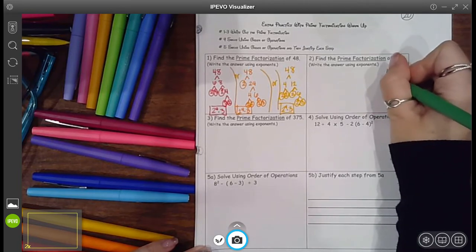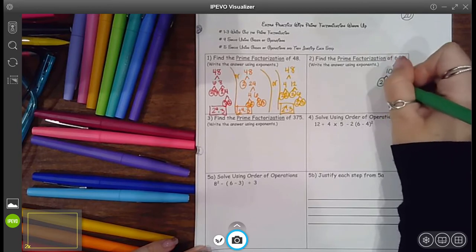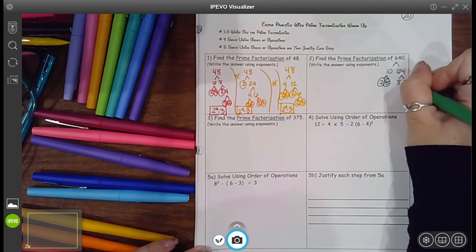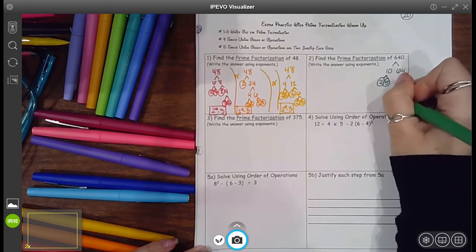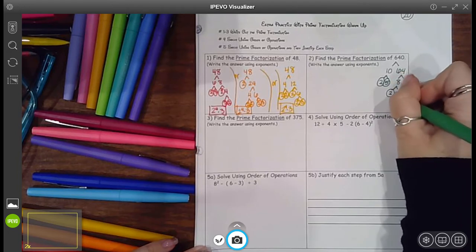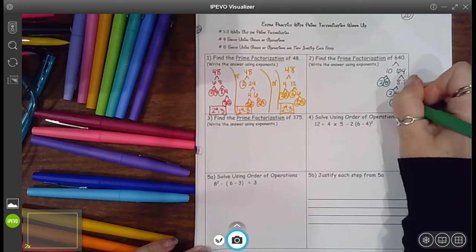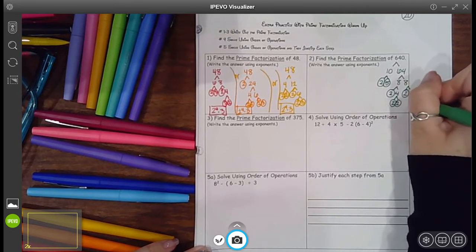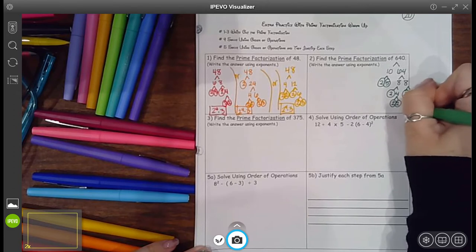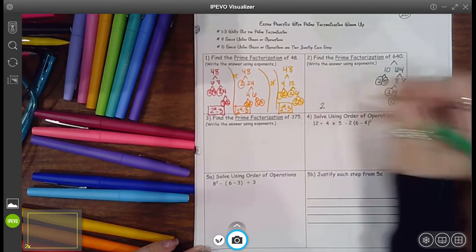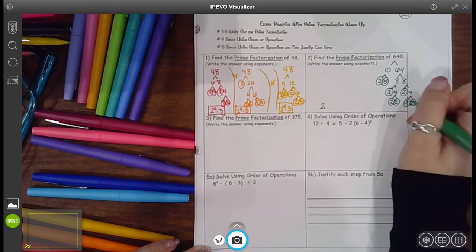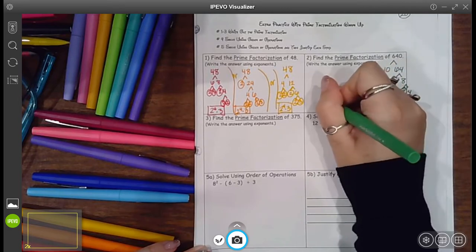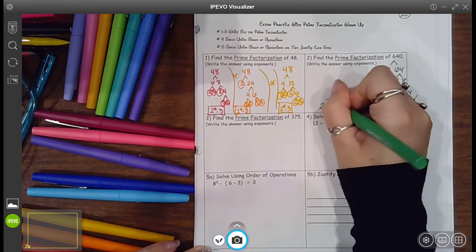And then 10 breaks apart to 2 times 5, prime, prime. 64, I could do 2, but why not do 8 times 8? That's easier. Okay, and then 2 times 4, prime, but 4 can break apart to 2 times 2, prime, prime. And 8 can break apart to 2 and 4 again, prime, but 4 breaks apart to 2 and 2. All right, 2s. Might be helpful if we cross them off so we don't miss any. 1, 2, 3, 4, 5, 6, 7 2s times 5.